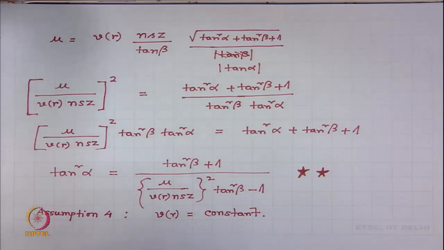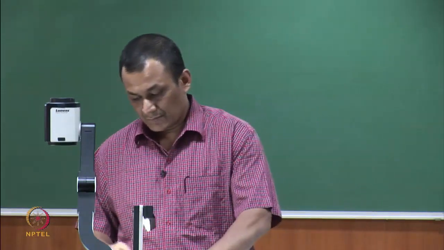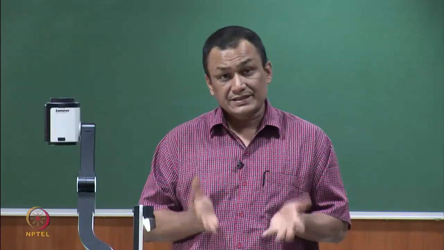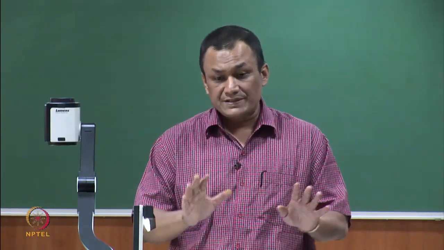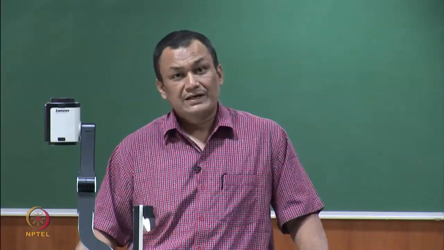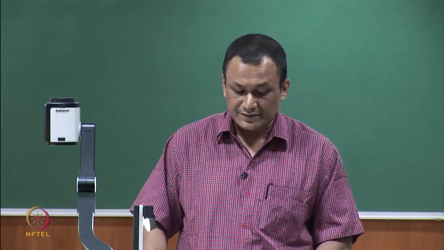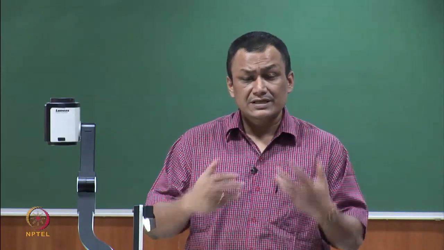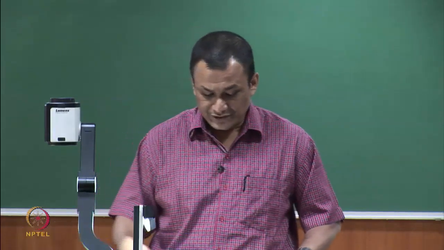What does that mean? And what is its physical significance? Meaning is very simple. Number of fiber segments intersecting a cylinder at radius r per fiber per unit length of yarn is same at all places inside the yarn. This is the simple meaning of this statement. What is the significance of this? This can be understood from this diagram.